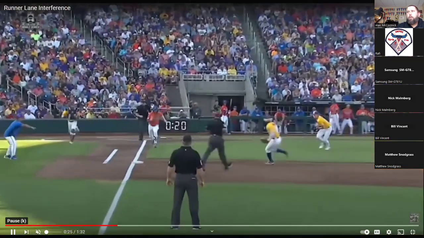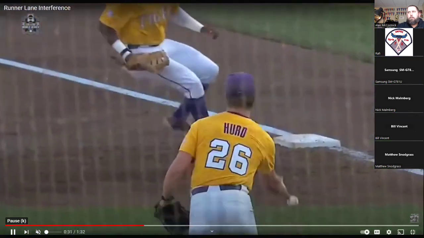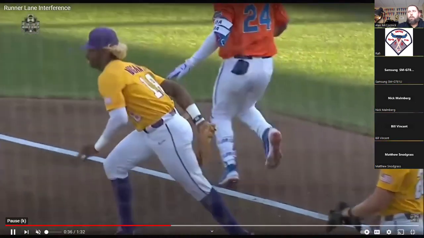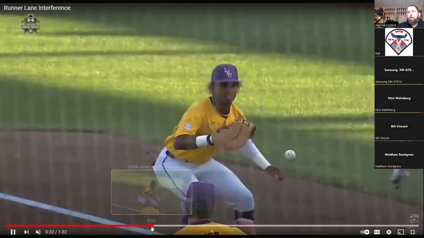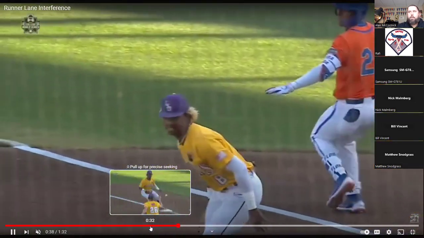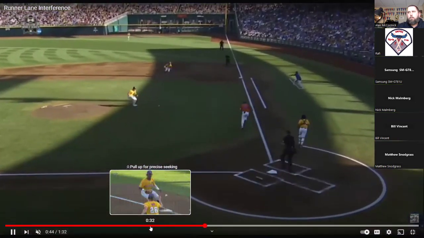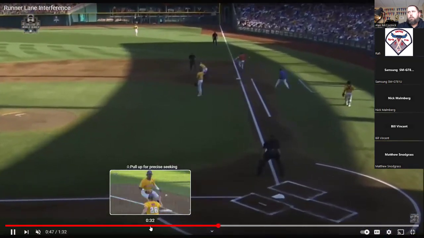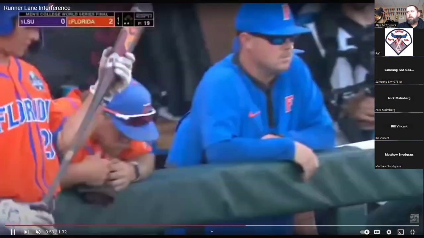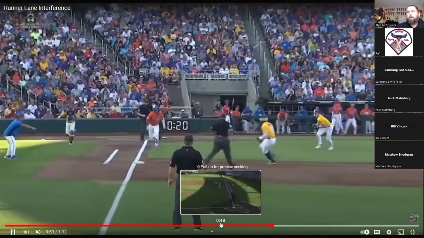Now, does the throw come from the home plate area? That's the other thing. Does that runner impede the pitcher's ability to throw, the first baseman's ability to catch the ball? Yes, 100%. Okay, who said that? Explain that. Explain how you would explain it to the coach, if anybody wants to jump in.